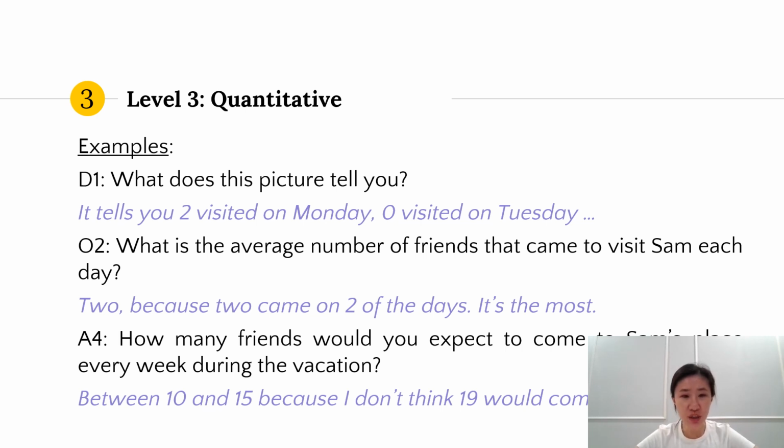And lastly, how many friends would you expect to come visit Sam every week during the vacation? They may guess a number, and they may give you a valid reason as to why they think it is between 10 and 15, because maybe they think 19 would have been too many during the particular week during vacation, because some might have gone to visit somewhere else. Okay, so this is level 3 quantitative thinking, and you can compare the responses for each level based on the levels that you've seen earlier, the idiosyncratic level and the transition level.